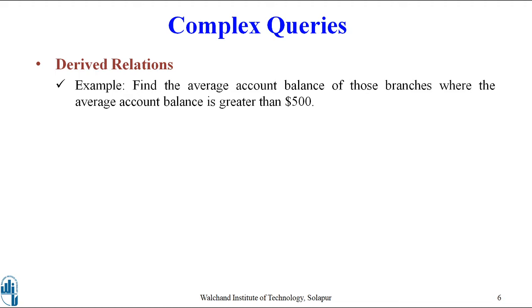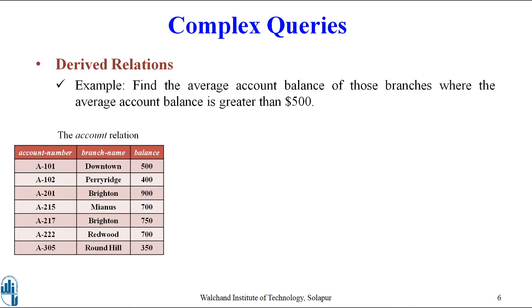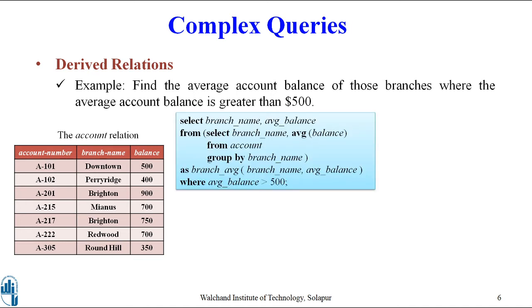Find the average account balance of those branches where the average account balance is greater than $500. The relation required to write this query for the problem statement is account. The query is: select branch name, average balance from (select branch name, average of balance from account group by branch name) as branch average (branch name, average balance) where average balance is greater than 500.